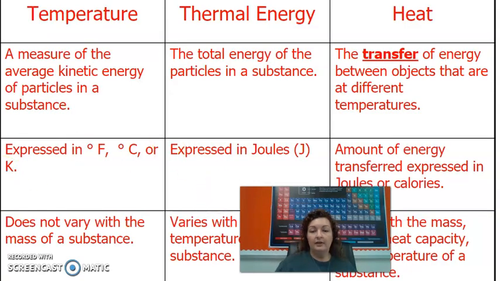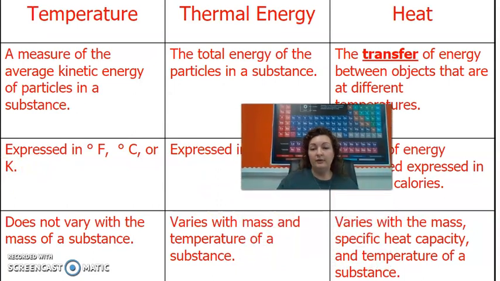Okay. So I'm going to move me around as we do this, okay? So we're first going to look at temperature. Temperature is a measure of average kinetic energy of particles in a substance. It is expressed in Fahrenheit, Celsius, or Kelvin. And you probably know that we measure temperature with a thermometer, right? When you get sick, you put a thermometer in your mouth and you see how hot you are. We do this with all different substances, right? It does not vary with the mass of a substance.